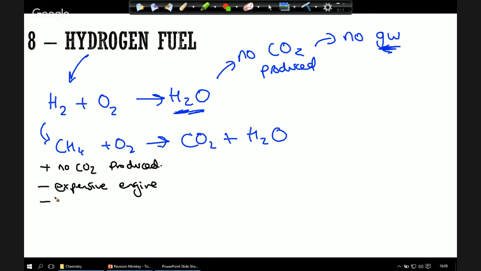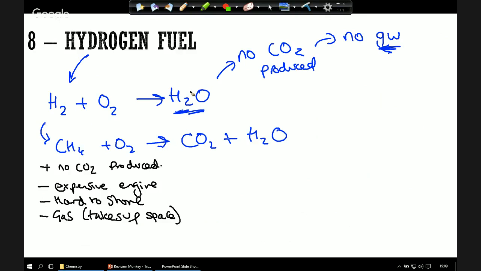Because another negative for hydrogen is that it's really hard to store because it is very flammable. So yes, it's a great fuel because it's flammable, but it also has its difficulties in actual storing it. Also, because it's a gas, it takes up loads of space. So compared to diesel and other fuels that we can store as liquid, it takes up loads of space because it's a gas.